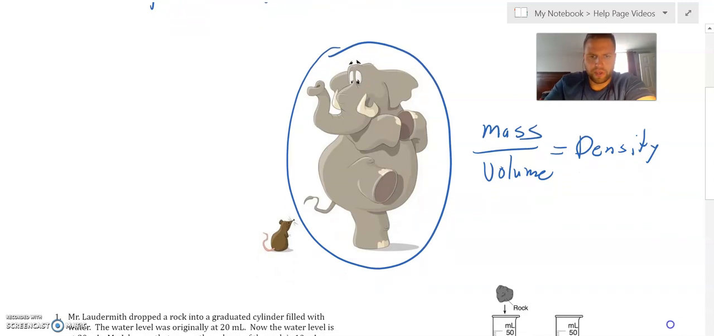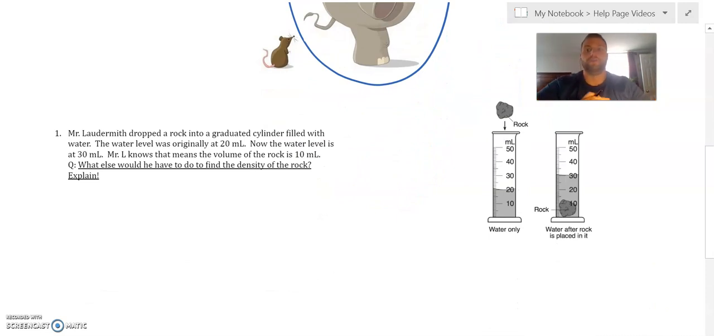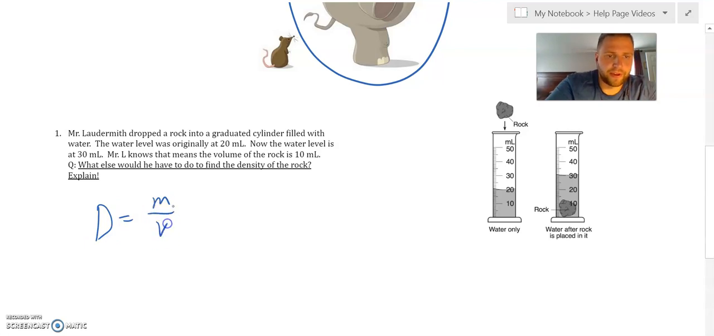All right, so below here is an example that you'll most likely see in your chemistry class, and here's what it reads. Mr. Laudermilk dropped a rock into a graduated cylinder filled with water. The water level was originally at 20 milliliters. Now the water level is at 30 milliliters. Mr. L knows that means the volume of the rock is 10 milliliters. Okay, so what else would he have to do to find the density of the rock? Explain. To find the density of the rock, we know that we're somehow going to have to divide mass by volume.